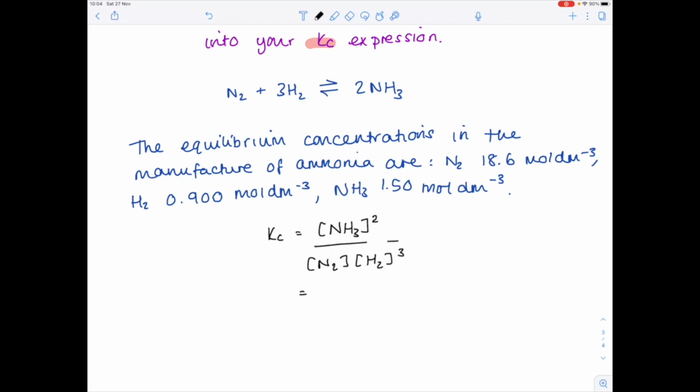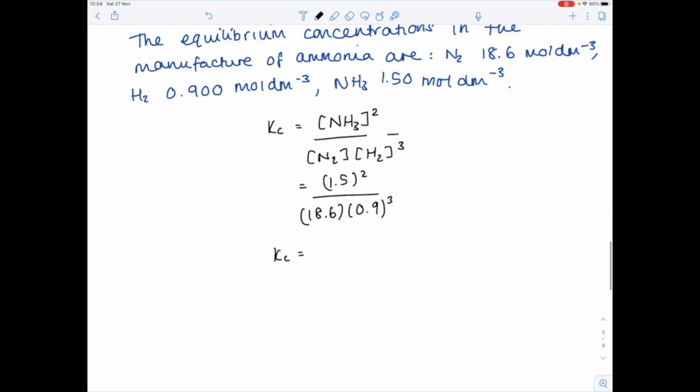So substitute in our values, so we know we've got to do 1.5 squared for ammonia divided by 18.6 for nitrogen multiplied by 0.9 for hydrogen raised to the power of 3 to get a final value for Kc, which is 0.16, and then the same units we calculated before. So that looks like this.